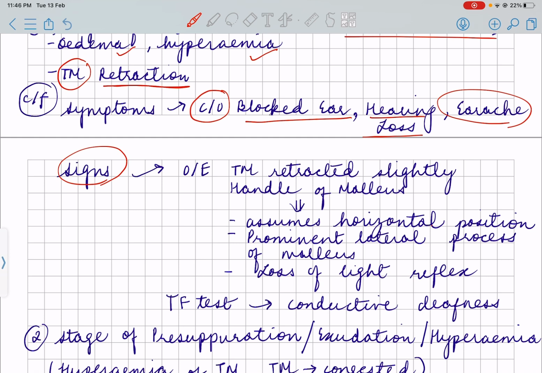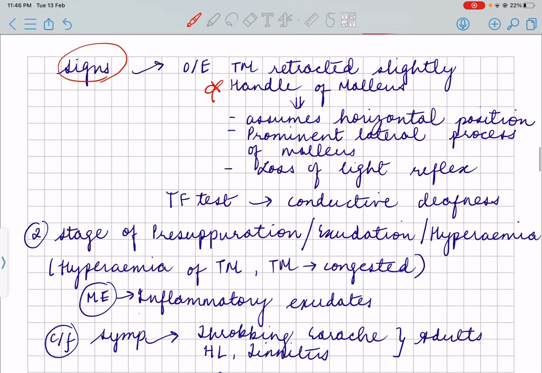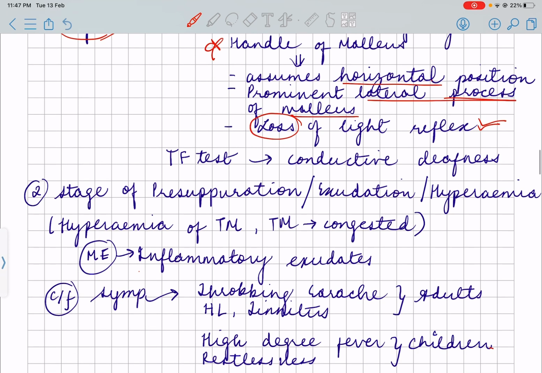Coming to the signs on examination, the tympanic membrane will be slightly retracted. The handle of malleus will assume a horizontal position, and there will be a prominence of the lateral process of malleus. There will be a loss of light reflex on examination. The tuning fork test will reveal conductive deafness, or conductive hearing loss, as you might refer to it.